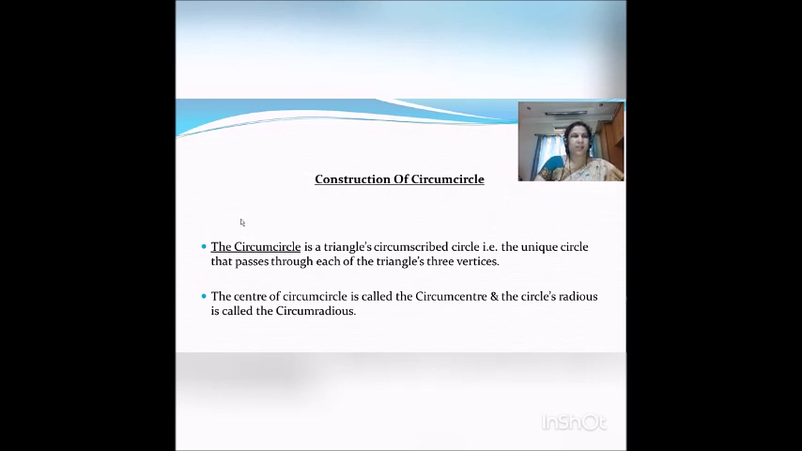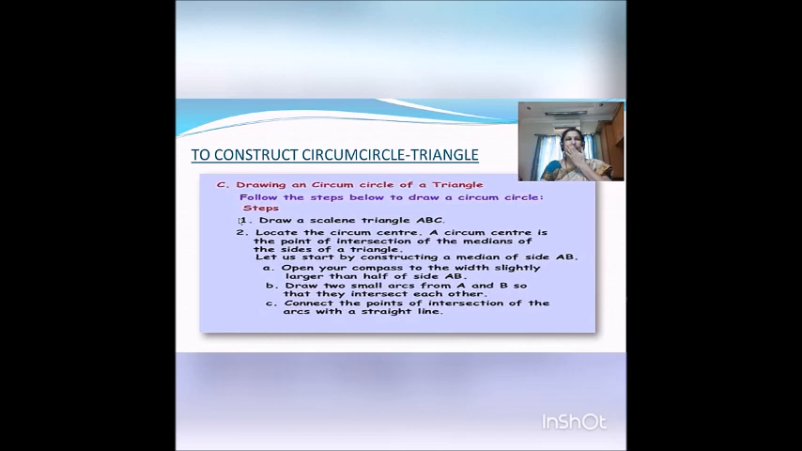See, what is a circumcircle? It is a triangle's circumscribed circle, that is the unique circle that passes through each of the triangle's three vertices. The center of the circumcircle is called the circumcenter, and the circle's radius is called the circumradius. Here are some steps to construct a circumcircle. These are common steps to draw a circumcircle.